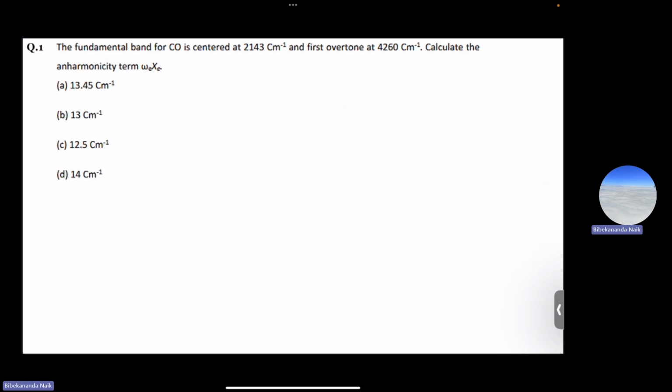So the question says the fundamental band for carbon monoxide is centered at 2143 centimeter inverse and the first overtone at 4260 centimeter inverse. Then we need to find out the anharmonicity, that is the product of omega e and xe. The options are option A 13.45 centimeter inverse, option B 13 centimeter inverse, option C 12.5 centimeter inverse, or option D 14 centimeter inverse. I'll give you a few minutes to think about this question, and then we will discuss what the correct answer is.